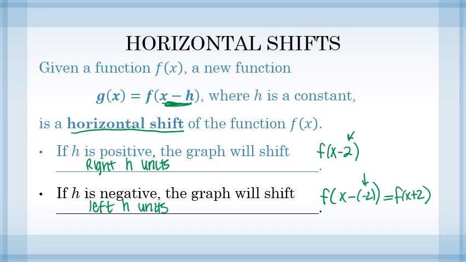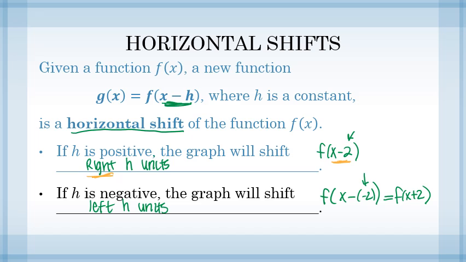But with the x shifts, horizontally, a lot of students see this -2 and they think, oh, I'm going to subtract 2 from each x, so I'm going to move to the left, move in the negative direction. But in fact, you move to the right.